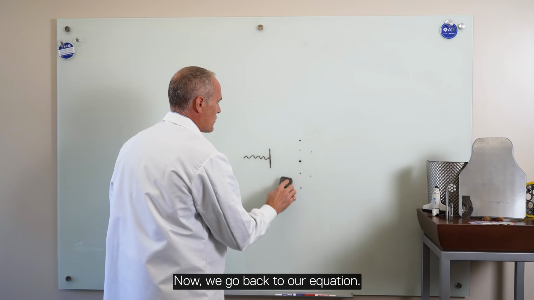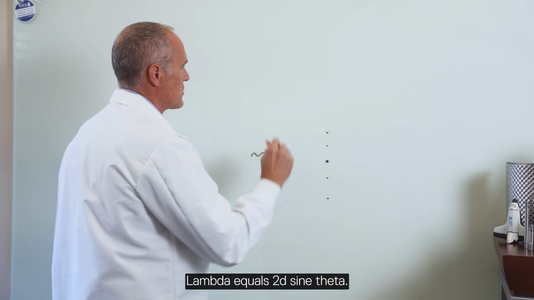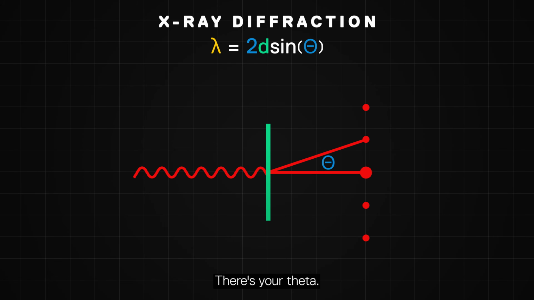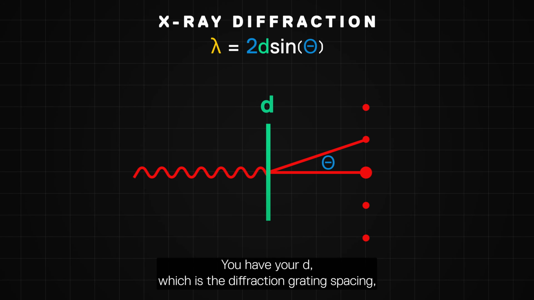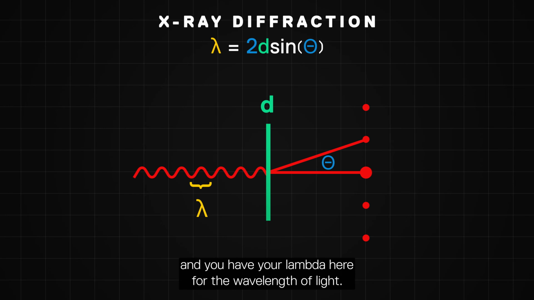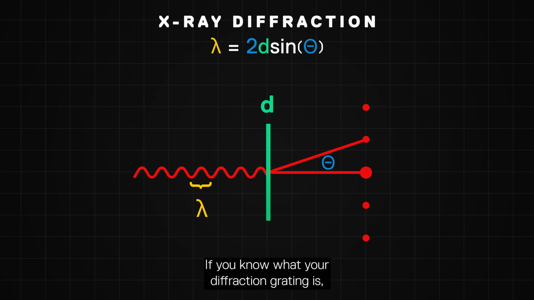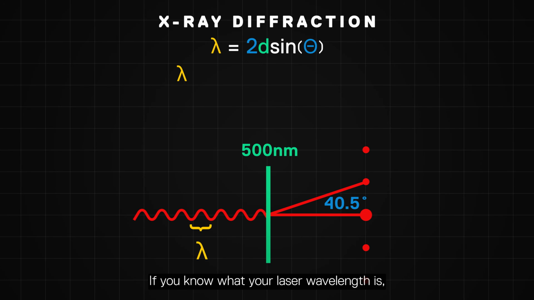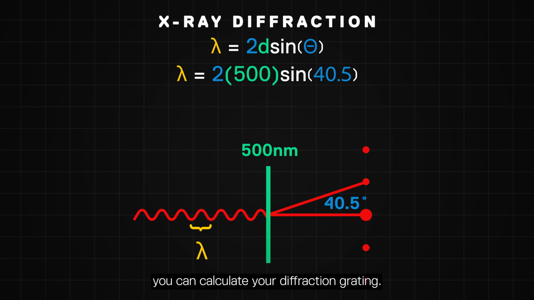Now we go back to our equation. Lambda equals 2d sine theta. If you want to test this at home, you have your angle here. Here's your theta. You have your d, which is the diffraction grating spacing, and you have your lambda for the wavelength of light. So if you know what your diffraction grating is, you can calculate what your laser wavelength is. If you know what your laser wavelength is, you can calculate your diffraction grating.